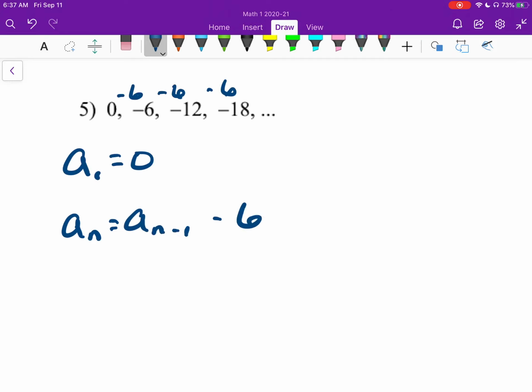Number 6, our a sub 1 is going to be 3. A sub n is going to be equal to a sub n minus 1. And what are we doing each time? Are we subtracting 9? Yep, we're subtracting 9.